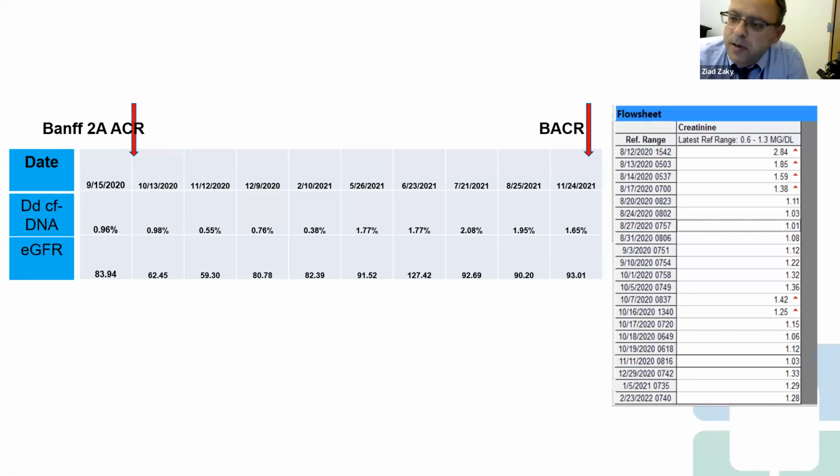Again, another discussion about doing another biopsy, and the patient did agree, and we had borderline this time. So this is a real-life example that even with a normal baseline creatinine, a high level of donor-derived cell-free DNA can help in surveillance for rejections.